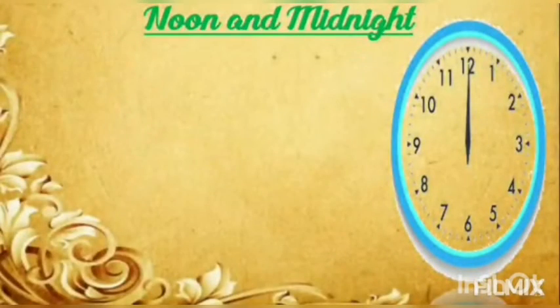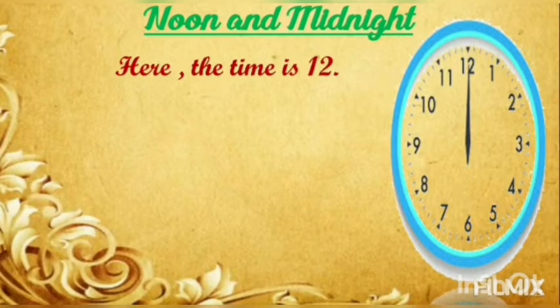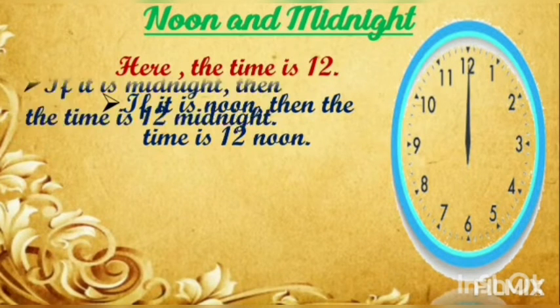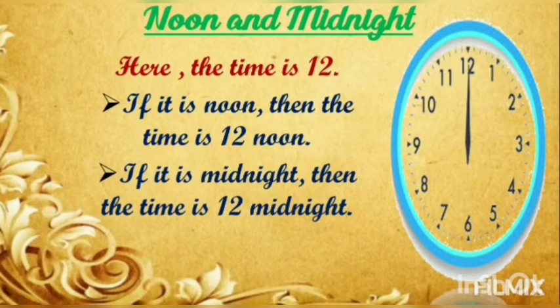Now, let's understand the concept of noon and midnight. Here, the time is 12 o'clock, but we are not aware whether it is the morning time or the afternoon time. So, it creates a bit of confusion. So, for that, we use noon or midnight. If it is noon time, that means your afternoon time, then the time is called 12 noon. But if it is midnight, then the time is 12 midnight.